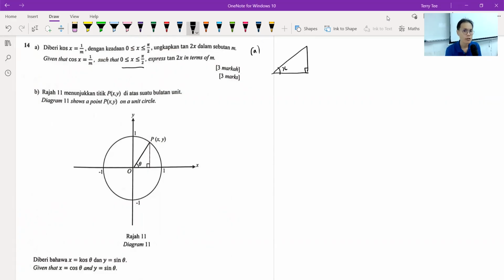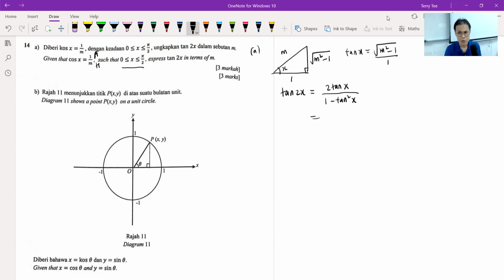Now we know cos is a ratio of adjacent over hypotenuse. So for this angle, your adjacent is 1, hypotenuse is m. My opposite will be what? Square root of m square minus 1. I'm using Pythagoras theorem here. So to find tan 2x, this is the double angle formula for tangent. We know it is given by 2 tan x over 1 minus tan square x. Tan x I can read from this triangle. You can see tangent is a ratio of opposite over adjacent.